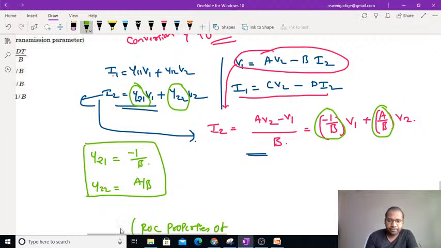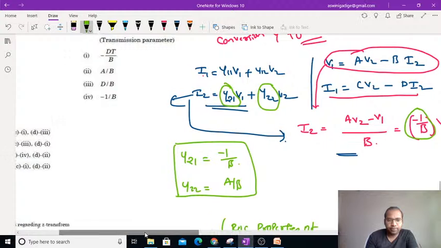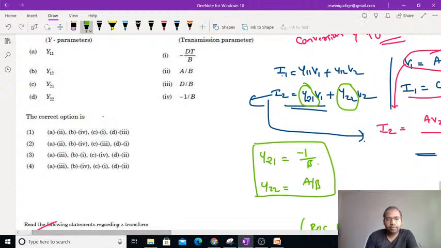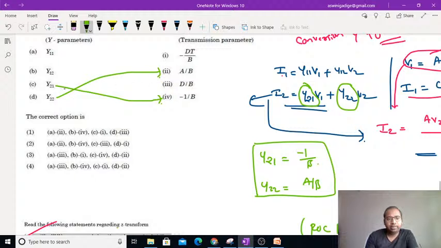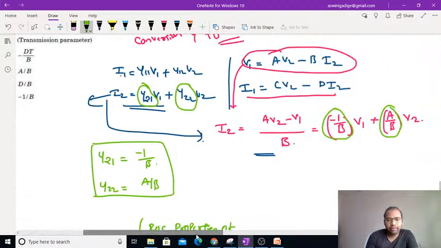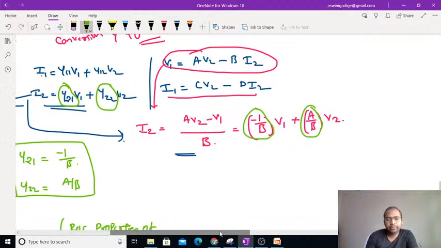So now Y21 is equal to minus 1 by B and Y22 is equal to A by B. That means C goes to 4 only in one option, and D goes to 2, and similarly A goes to 3 and B goes to 1. So if you want, you can try. I will tell you how to proceed.